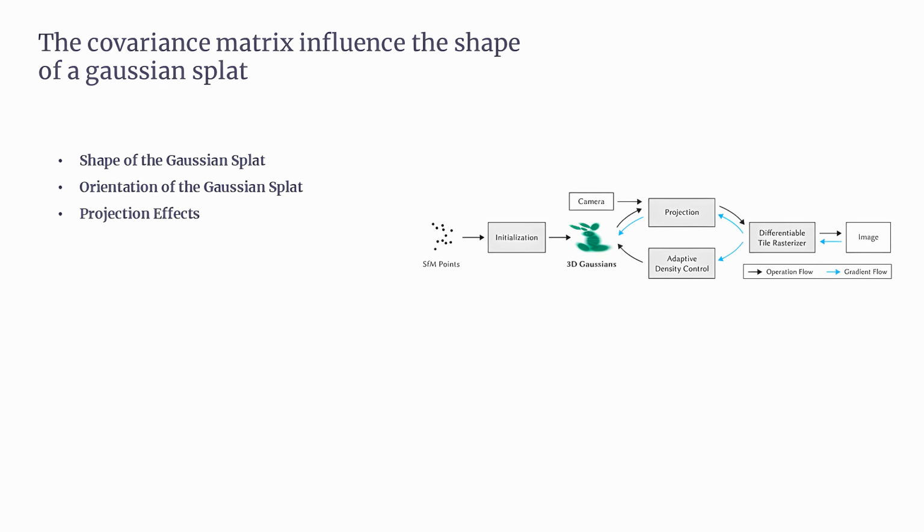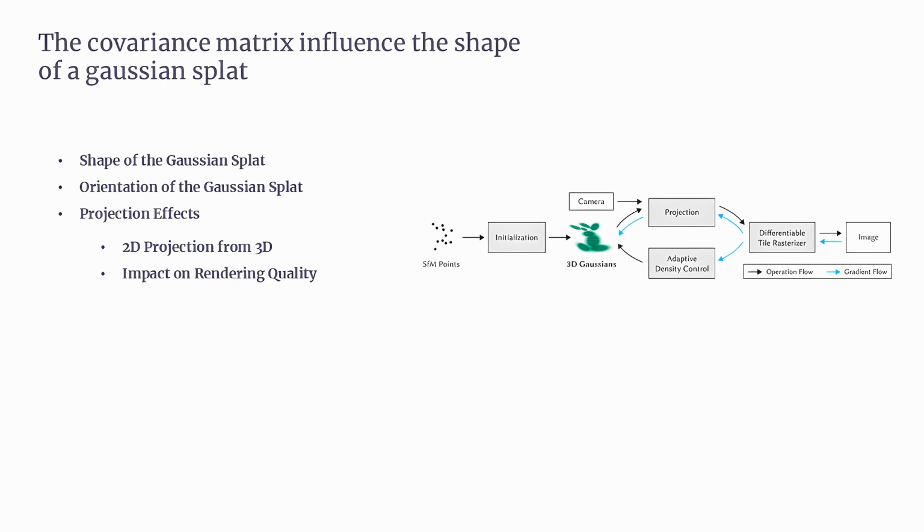The third, projection effects. 1. 2D projection from 3D. When a 3D Gaussian is projected onto a 2D image plane, its shape transforms from an ellipsoid to an ellipse. The orientation and shape of this ellipse are influenced by how the original three-dimensional ellipsoid is aligned with respect to the camera view. If aligned directly with the viewing direction, it may appear circular. Otherwise, it may become elongated.